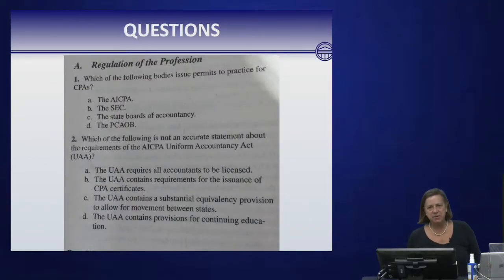So let's look at a couple of questions. The first one: which of the following bodies issue permits to practice for CPAs? That is your state boards of accountancy. The second question: which of the following is not an accurate statement about the requirements of the AICPA Uniform Accountancy Act? And it is A. The UAA requires all accountants to be licensed. That's not what it does at all.